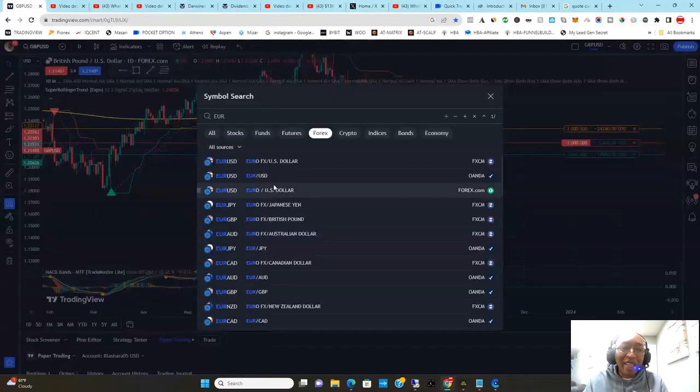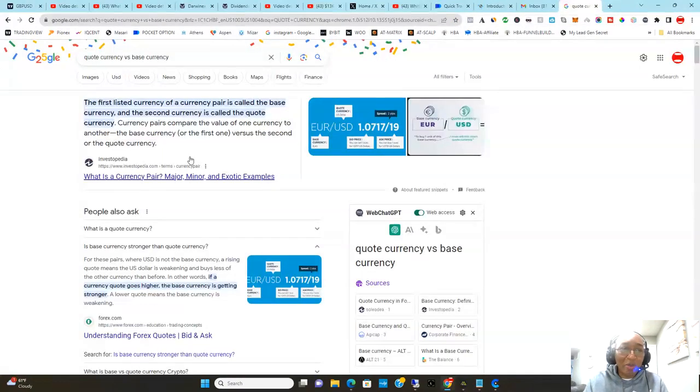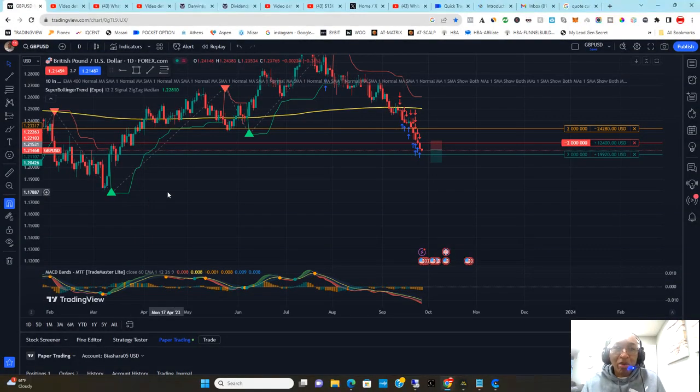So what happens when the market is going down? What does that mean? Where USD is not the base currency, a rising quote means the US dollar is weakening. So when the pair is going up, when we are in an upward trend, let's say GBP USD, that means the dollar is weakening against the British pound, which is the base currency. But in our case here, this pair is going down. That's why we have a downward trend.